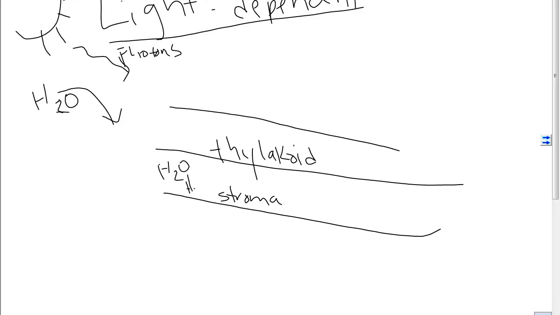Remember, it's a liquid. So we're splitting this water into 3 things. We've got protons, we've got oxygen, and then we've got electrons. These electrons are being used to replace the electrons in chlorophyll. So I'm going to change color here. Here's chlorophyll. I'm going to color it green so you know it's chlorophyll.